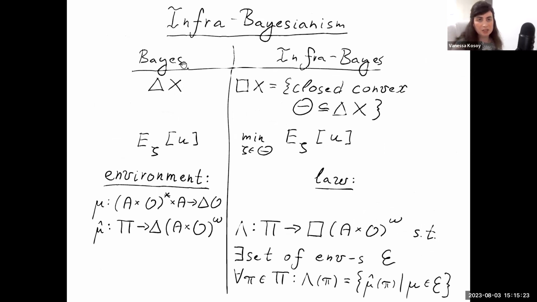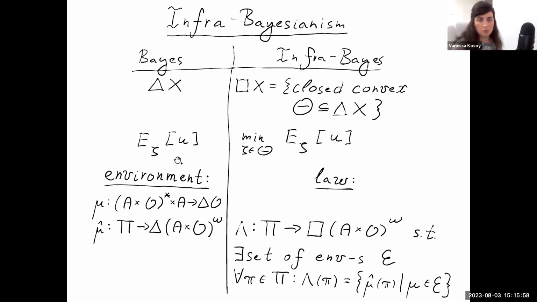So in ordinary Bayesianism, we describe our beliefs by probability distributions. Delta X is the space of probability distributions over some space X. In infra-Bayesianism, we describe our beliefs by infradistributions, or in the simplest case, credal sets. A credal set is a closed convex set of probability distributions. So box X will stand for the set of closed convex sets of probability distributions over the space X.